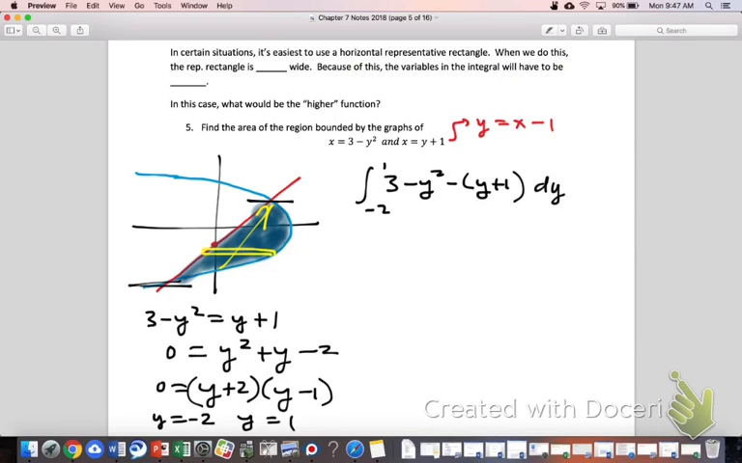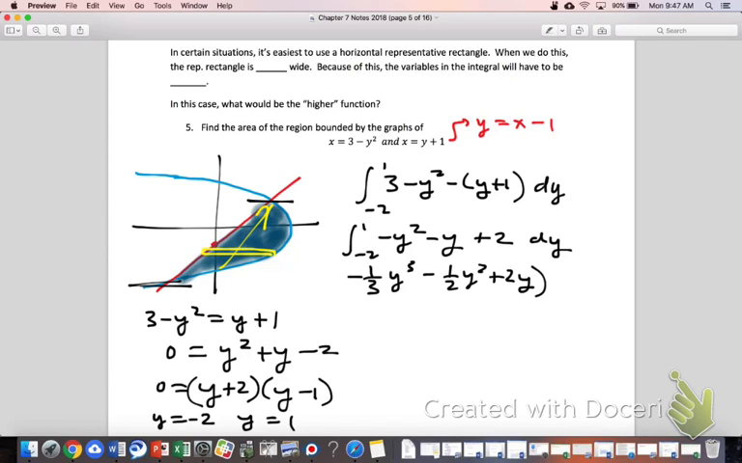Okay. To be honest with you, I think I'd simplify this a little bit before I got busy with integrands and antiderivatives. What do we have? Negative y squared minus y plus 2. I think if you simplify that, and then we just move into the antiderivatives, it would be negative 1/3 y cubed minus 1/2 y squared plus 2y, evaluated from negative 2 to 1. And then I plug in the 1, I plug in the negative 2, subtract in that order.